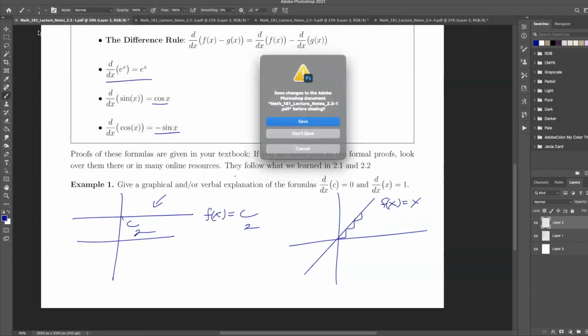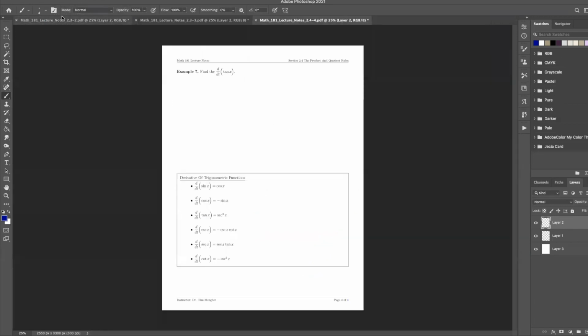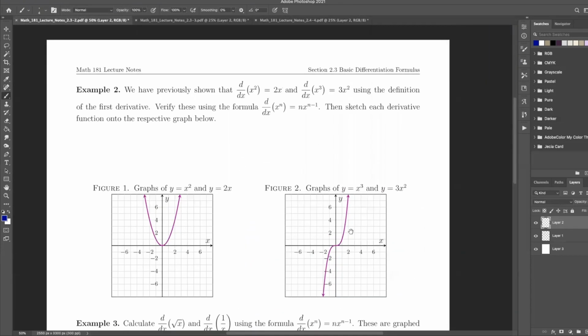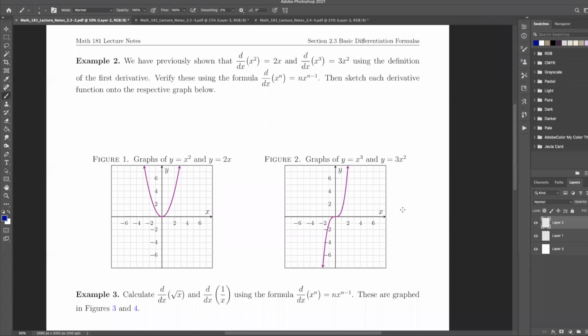All right. So let's look at some of these. Let's use these rules. I probably needed my rules up. Yeah, that's fine. I'll just write them out. As previously shown, x squared becomes 2x and x cubed becomes 3x squared. So from using the definition, now we're going to verify these using the formula rules, and then I'm going to sketch the derivative of the function below. Okay. All right, so let's just do this real quick.